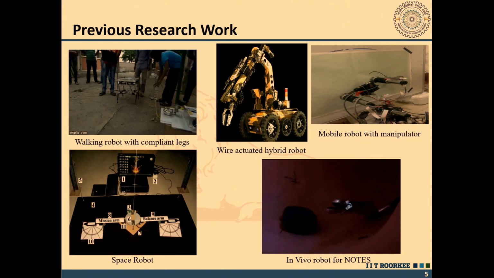These are part of the different research projects. That is walking robot with compliant legs. We developed one and tested here. Then the wire actuated hybrid robot for bomb detection and disposal, basically, which was developed by the Defense Research Institute, and they wanted us to explore the possibility of wire actuation of the joints, because currently they are using motors and it becomes very heavy. That is, the arm load has increased a lot. So they wanted some wire actuation. So we worked on that.